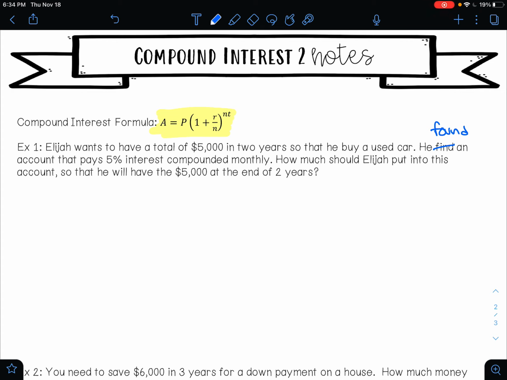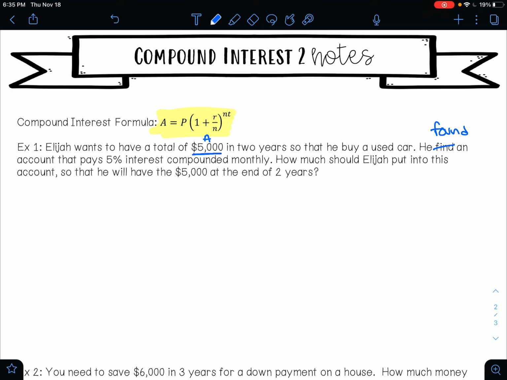In all of the examples that we did in the last lesson, we knew the principal amount. We had the money that we put into the bank and we invested it. In this problem, they are not telling us our P value. They're telling us the final amount. We want to have $5,000. So in this problem, the $5,000 is the A value. We're going to be solving for P.